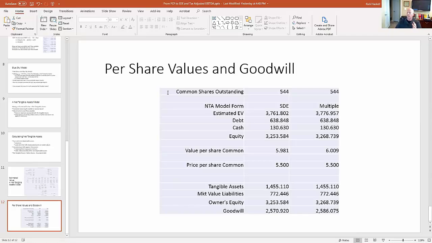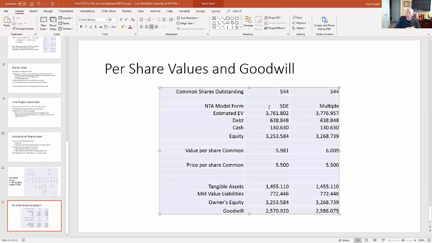And we're going to identify two separate columns, one for each type. So here in this first column, I'm looking at the discounted cash flow using SDE. And in the next column, I'm using a multiples base at the values that we saw a few minutes ago. I know that in this case, I've got 544 shares of stock. Actually, it's 544,000. Again, everything in this is in thousands.